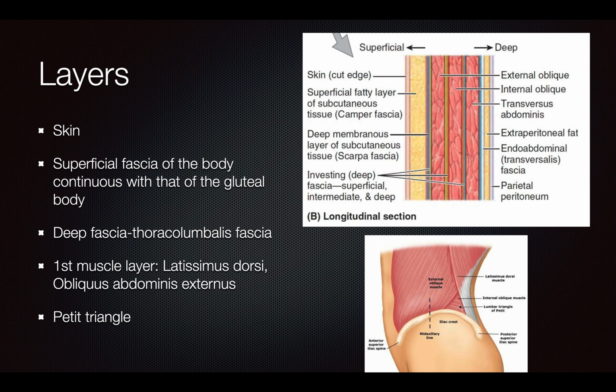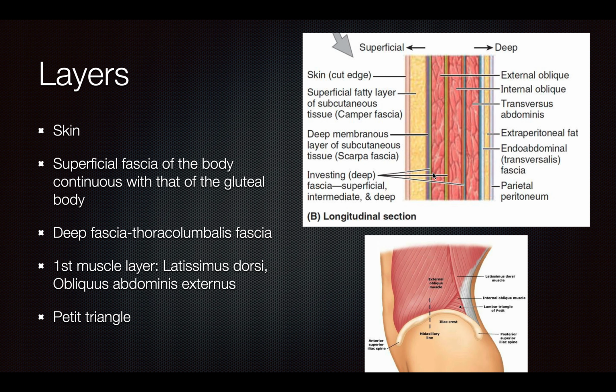Okay, so the layers, first we start with the skin, and then there's going to be the subcutaneous fascia, also known as the Camper fascia, and it is continuous with that of the gluteal region, so this will extend from here all the way into the gluteus. And then deep to that is going to be the Scarpa fascia, which is made out of the subcutaneous tissue.